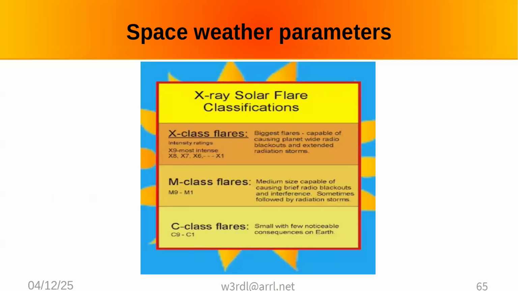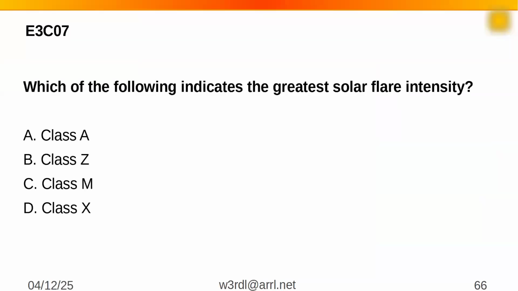There's this chart showing the relation between those, where the M's are in the middle, and there's also a B that they don't normally show. Basically, the X and the A are the ones that most people care about. So which of the following indicates the greatest solar flare intensity?